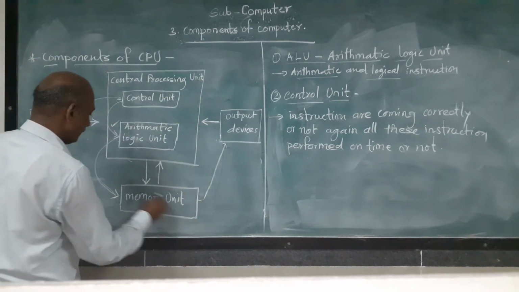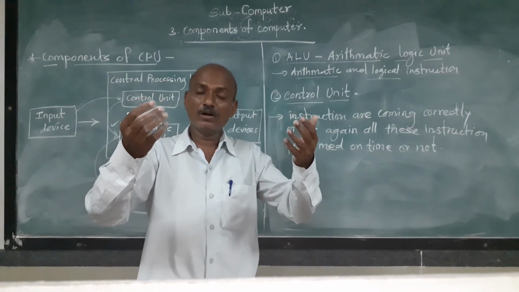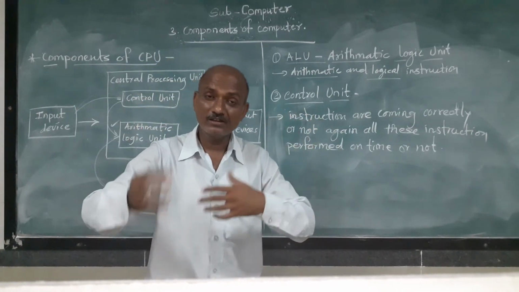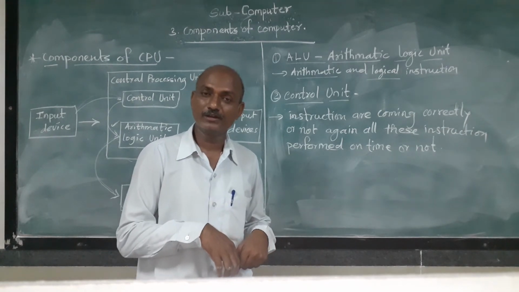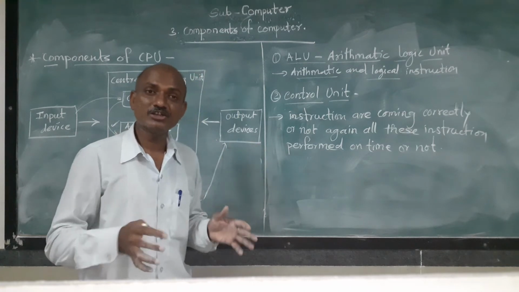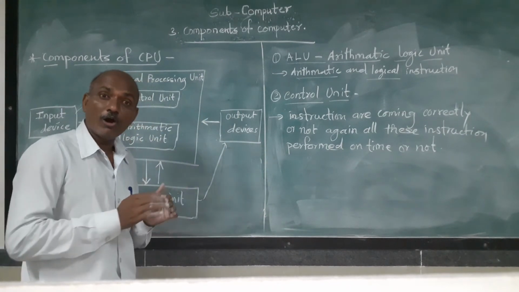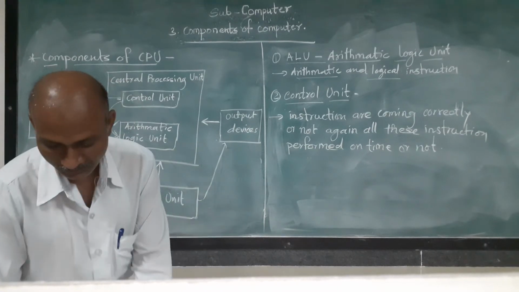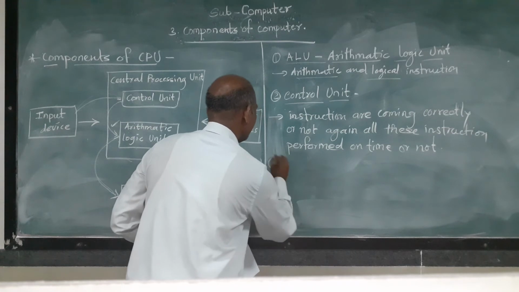Now the third point is memory unit. What is the function of the memory unit? When all the calculated instructions are coming from the arithmetic logic unit, that instruction is stored in the memory unit. And how can the memory unit store all this information? Let us start the third point, memory unit.